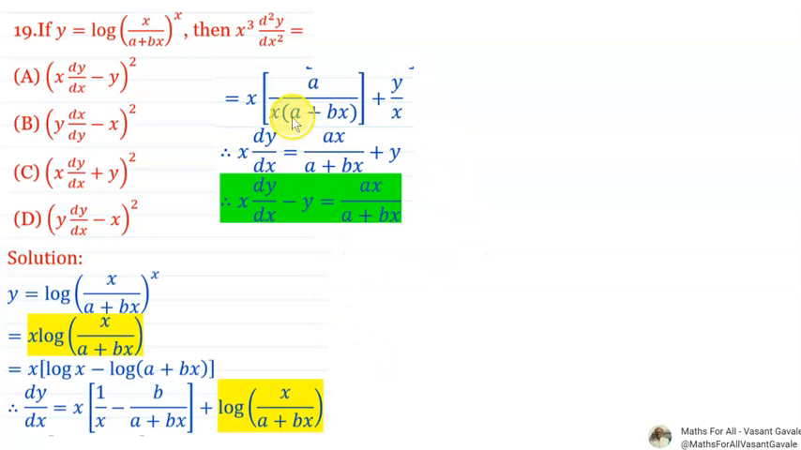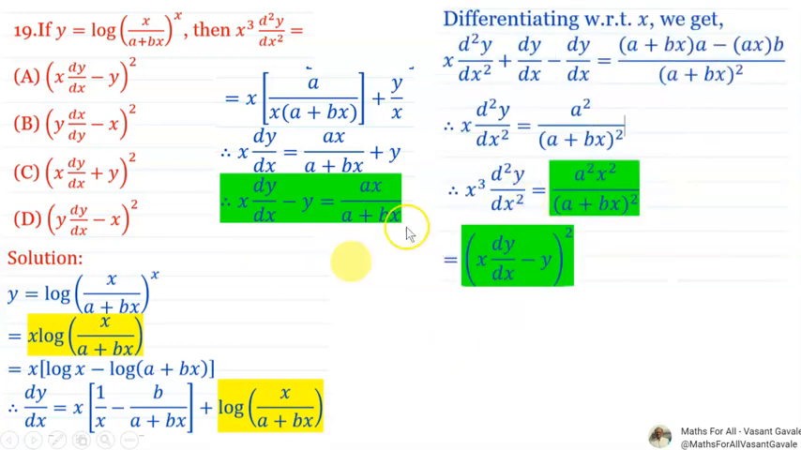Okay. Next simplification, this x here will be cancelled here. Therefore, you will get here a upon a plus bx plus y upon x. This is nothing but dy by dx. But we multiplied this dy by dx by x, then you will get here again ax upon a plus bx. Here multiplied by x, so this x will be cancelled. Therefore, x into dy by dx minus y is equal to ax upon a plus bx. Okay. Next, differentiate this again with respect to x. Okay, differentiate with respect to x.